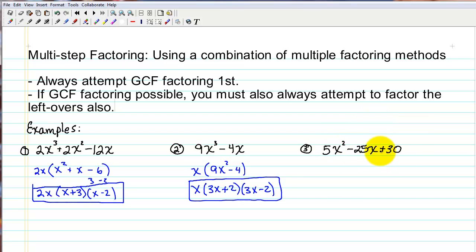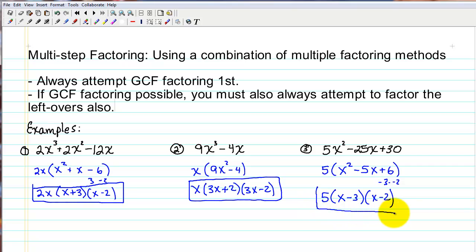And our last one, we don't have x's here, and we could factor this as a trinomial with a not equal to 1, but if we factor out the 5 first, we can simplify our problem. We get here negative 5x, and here we have plus 6. This is factoring into negative 3 and negative 2, so we get 5 times x minus 3 and x minus 2. Now we could have done the a not equal to 1 procedure here, the a times c method, but that's going to be a lot more work than we did here. So always try to factor out a GCF first, and then don't forget to factor the leftovers.